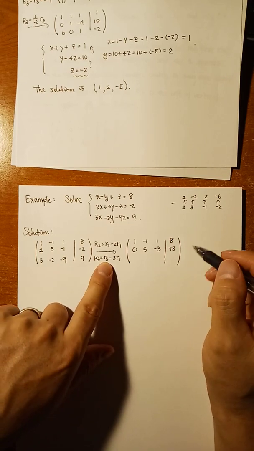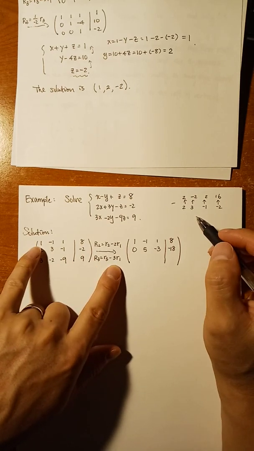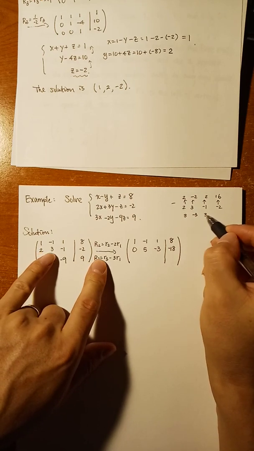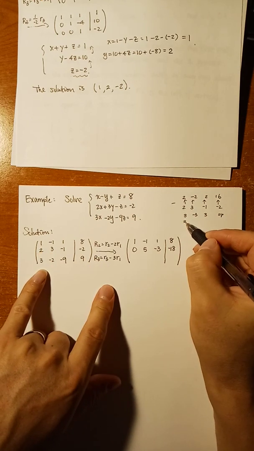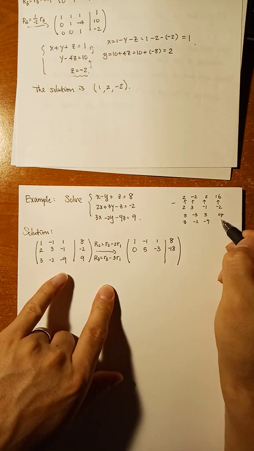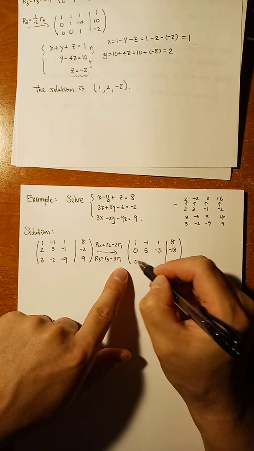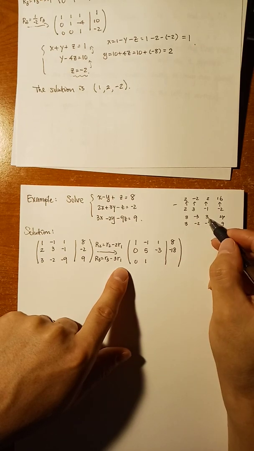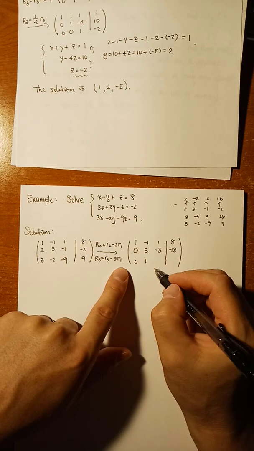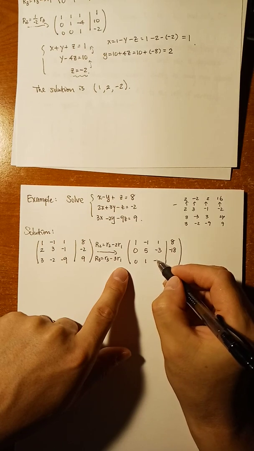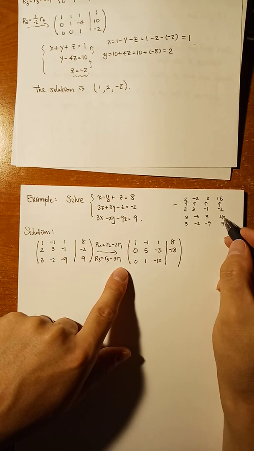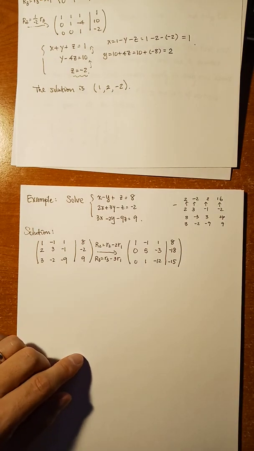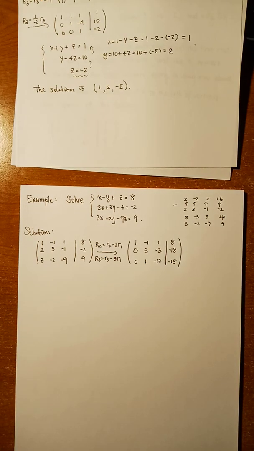Okay? Then R3 minus 3R1. So you see, 3R1 is 3, negative 3, 3, 24. This is 3, negative 2, negative 9, 9. Let's do subtraction. 3 minus 3 is 0. Negative 2 minus negative 3 is 1. Negative 9 minus 3 is negative 12. 9 minus 24 is negative 15. Am I right? Yeah, I'm right.